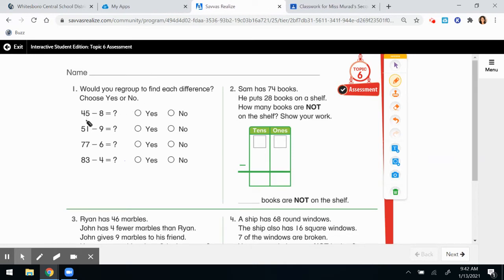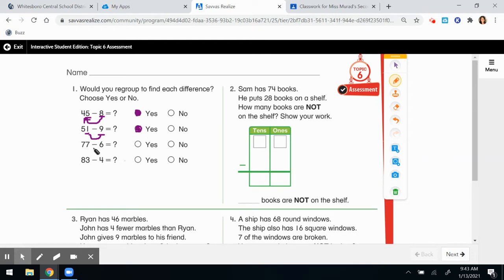So when we do this, we need to look at the ones place of each number. In the first equation, I have 45 minus 8. I need to see if the second number is greater than the number in the ones place before it. So is 8 greater than 5? Yes, it is. So you would have to regroup. I would choose yes. Let's do the same for 51 minus 9. I look at 1. I look at 9. Is 9 greater than 1? Yes, it is. You would have to regroup.